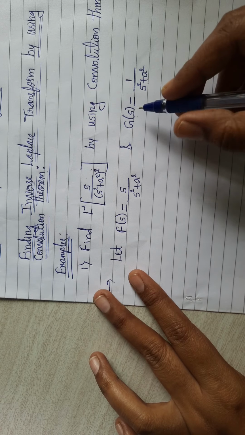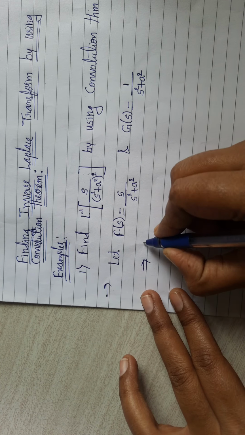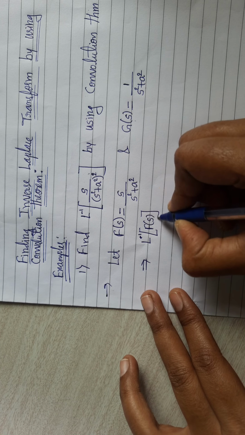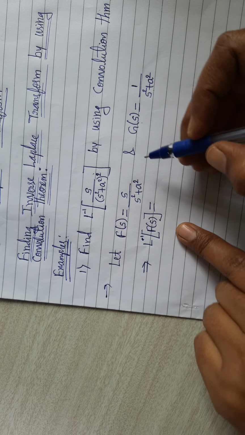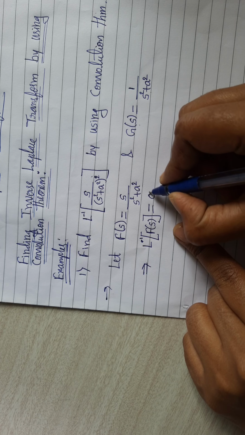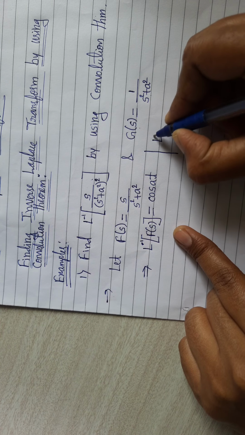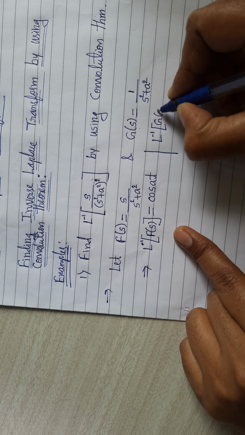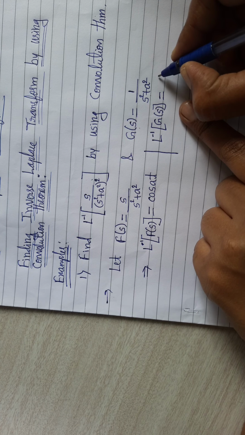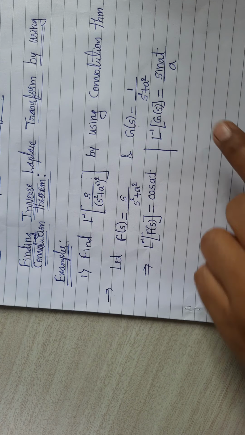Next, after separating f of s and g of s, find the inverse of these functions. L inverse of f of s, that is L inverse of s by s square plus a square, is a standard function. So the value for this is cos at. Similarly, L inverse of g of s is again a standard function. So you can write this as sin at divided by a.